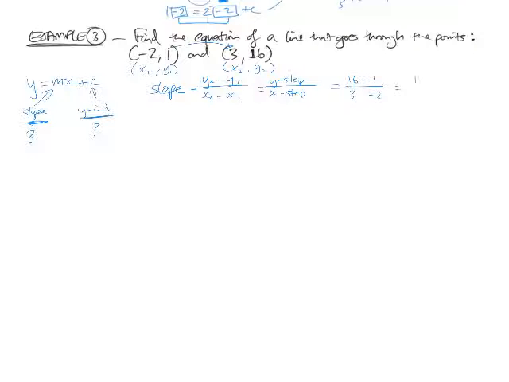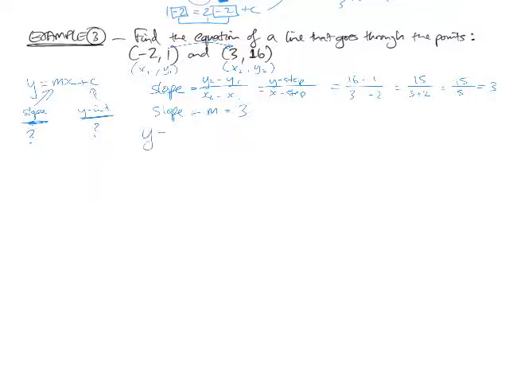16 take 1 is 15. 3 take -2. A minus and a minus sign becomes a plus sign. So that becomes 15 over 5. 15 divided by 5 is 3. So we know the slope, or m, as we've called it before, is going to be +3.